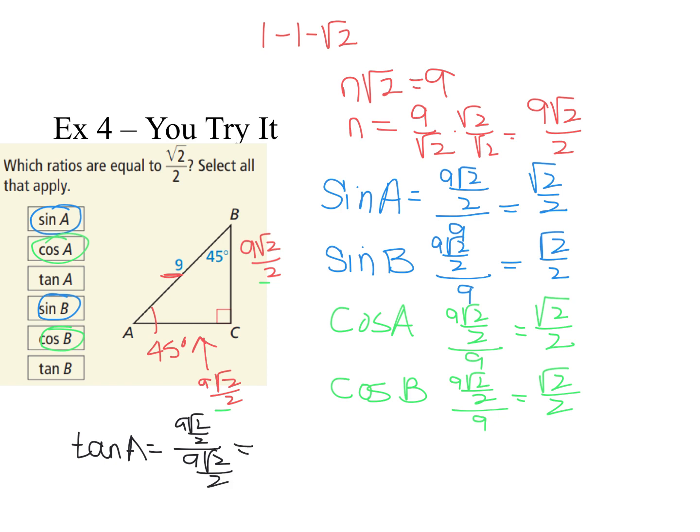And so when I divide those out, I'm going to get 1. And when I do tan B, it's going to be the same thing. I'm going to have 9 square roots of 2 over 2, divided by 2, which also equals 1. So you can see cosine A, cosine B, sine A, and sine B are all going to equal the square root of 2 over 2.